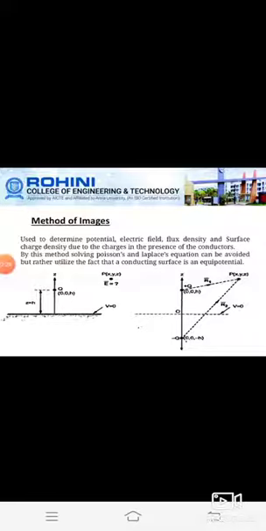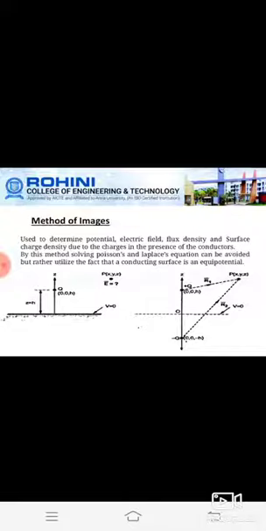Here we are representing this: in the first figure we take a perfectly conductive plane, and in the second figure we replace this conductive plane by an equipotential plane. And here we are applying the conditions.